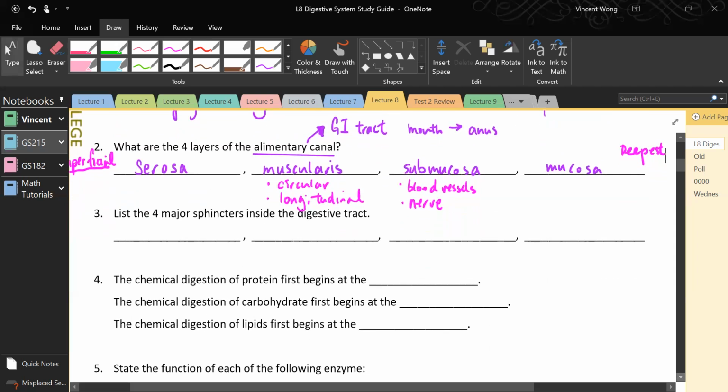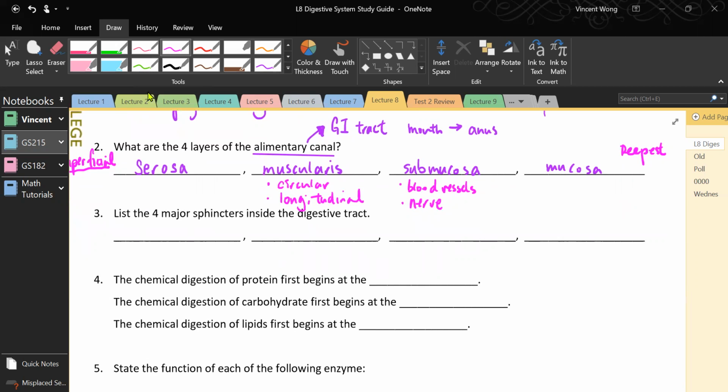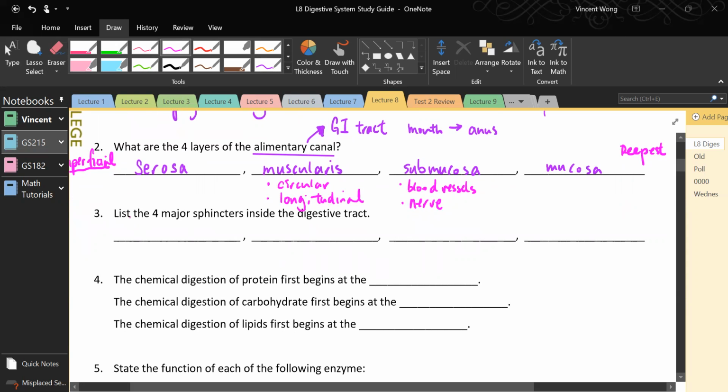Next, list 4 major sphincters inside the digestive tracts. Sphincters are kind of like valves in the heart that we learned about. It prevents things from going backwards. Okay, it keeps them moving forward in the GI tract. And there are 4 main sphincters in the digestive tract. The first one is the cardiac sphincter.